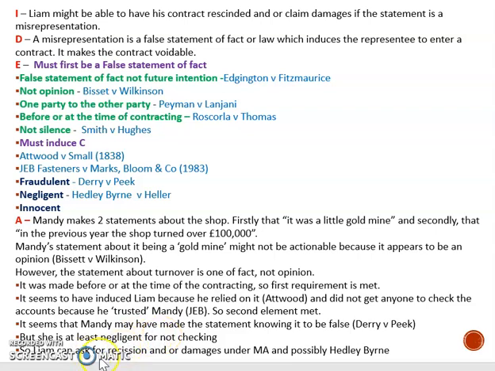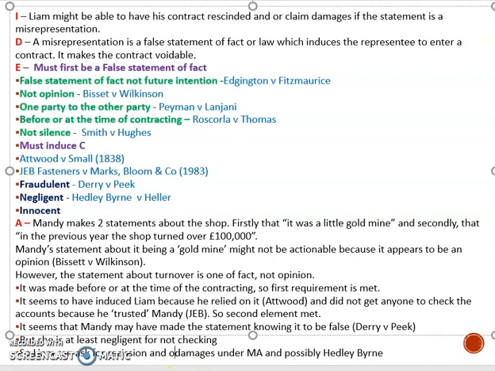So Liam can ask for rescission and damages under misrepresentation. I'm going to take that "or" out, sorry about that. So Liam can ask for rescission and damages under the Misrepresentation Act. He could also use the common law, Hedley Byrne v Heller, but it's preferable, it's easier to use the misrepresentation.